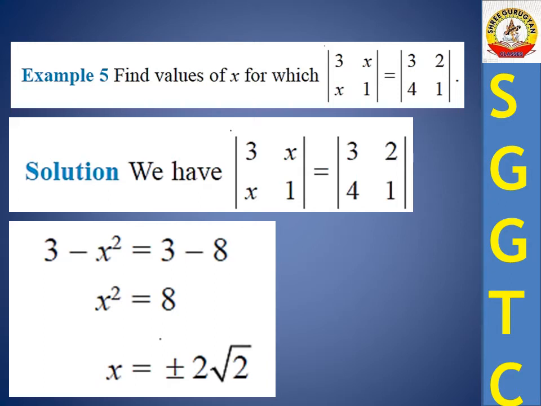We take principal diagonals minus secondary diagonals. You get the value x square is equal to 8, and taking square root on both sides, x is equal to plus or minus 2 root 2. Yes students, both answers are true. Plus 2 root 2 is also true and minus 2 root 2 is also true.